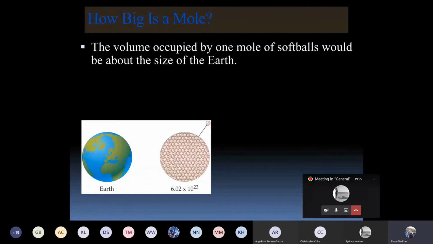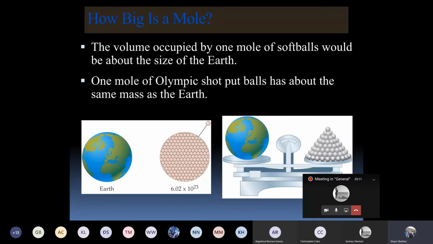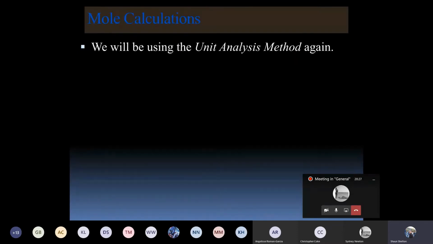We've just given you some more comparisons to how big a mole is. If you talk about a softball, 1 mole of softballs is going to equal the volume of Earth. It will fill the entire volume of the Earth. If you have a mole of shot put balls, the shot put ball weighs 16 pounds, by the way, that's going to equal the mass of the Earth. Quite a bit. All right, so a mole is a big number. That's the main thing I want you to get from that.